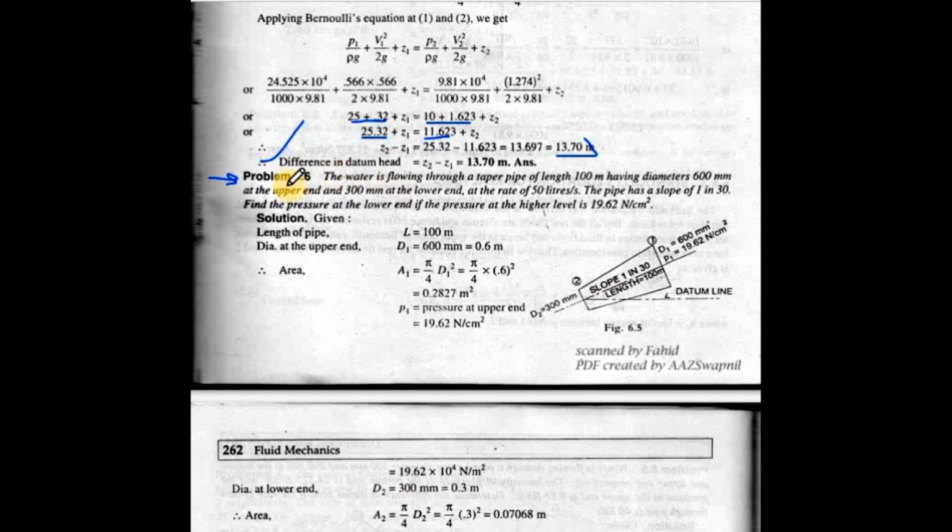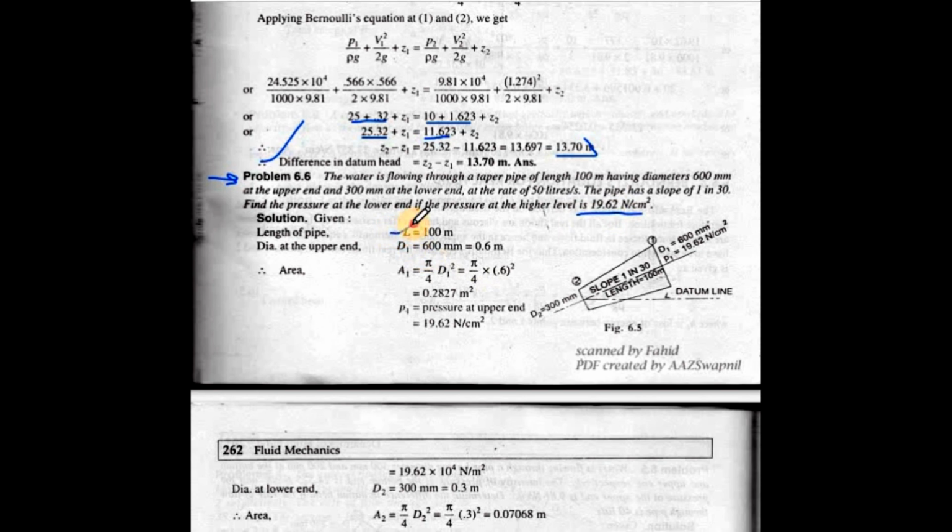After that, the next problem: water is flowing through a tapered pipe of length 100 meter, having a diameter of 600 mm at the upper end and 300 mm at the lower end, and the rate of flow is 50 liter per second. The pipe has a slope of 1 in 30. Find the pressure at the lower end if the pressure at the higher end is 19.62.